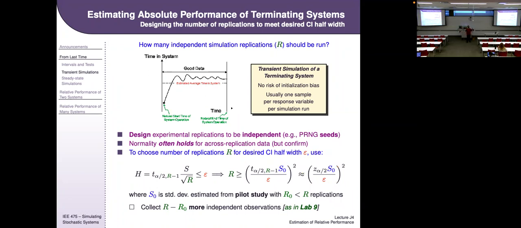I take all 15 of those and put them into my analysis, and hopefully that confidence interval has a half width less than epsilon. So any questions about that? Again, you got practice with this in lab 9. Just a way of taking an epsilon upper bound on half width and turning it into a number of replications just by algebraically manipulating the half width formula.